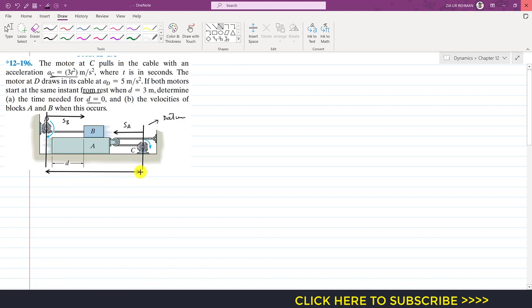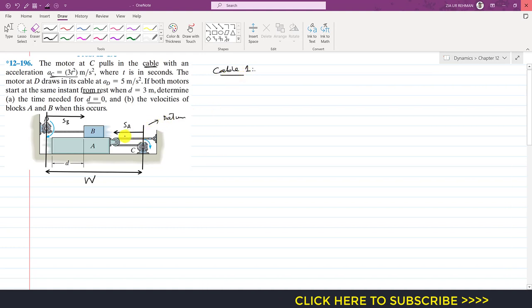And let's say that from here to here, this is the gap between both of these motors. So let's say that this gap is represented by capital W, right? Now I need to write two equations, since we have two ropes. Since the problem says that these are cables, let's say this is cable 1.